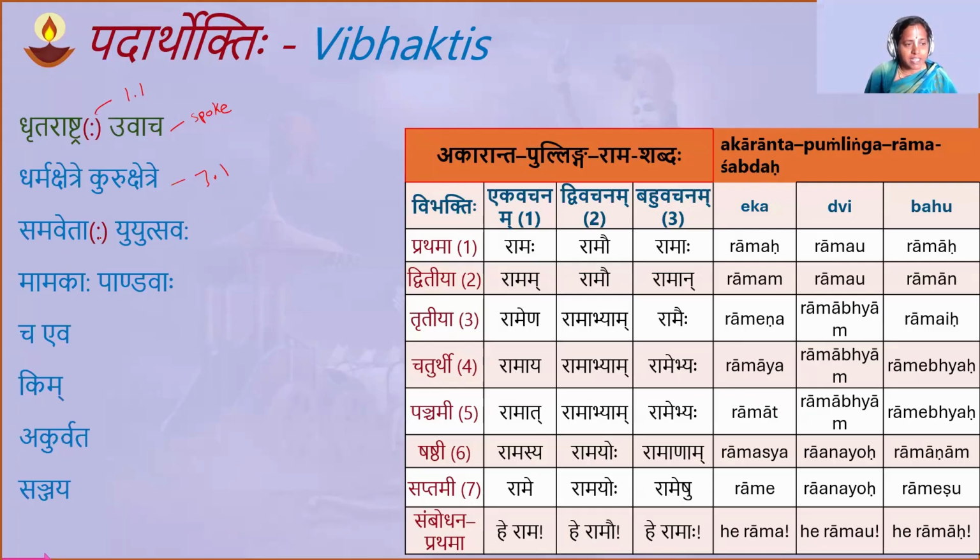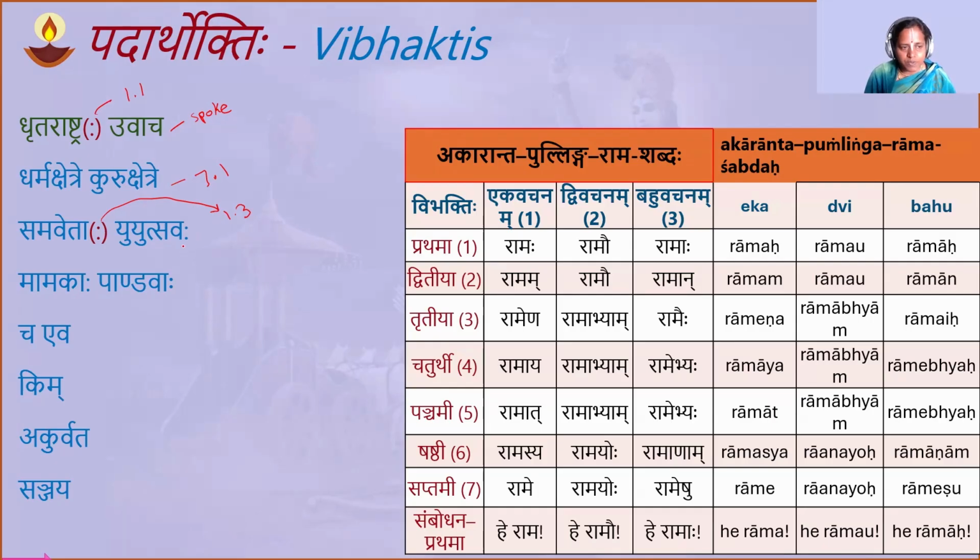Who can tell me Samavetaha? What is the index for that? Deepak, tell. 1.3. See, we have Ramaha, right? Like that, if Samaveta is a word, Samavetaha will become Bahuvachanam. Good job. Sambodhana Bahuvachanam also is Ramaha, that's Hey Ramaha. That's correct, but it's a different context. That's a good idea.